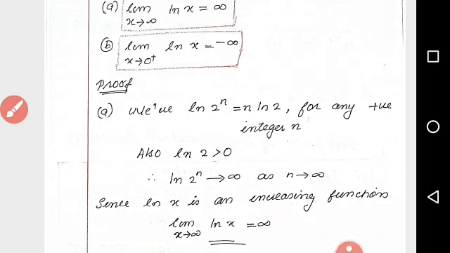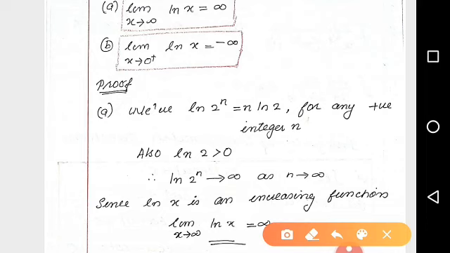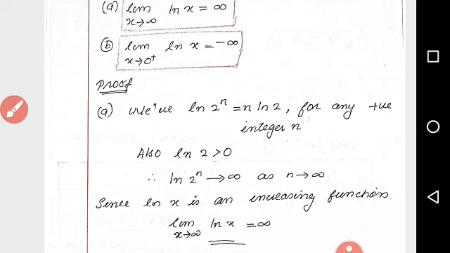2 raised to n is a particular value. So as n tends to infinity, since ln of 2 raised to n converges to infinity, we have limit x tends to infinity, ln of x is equal to infinity. That is, ln of x converges to infinity as x tends to infinity.